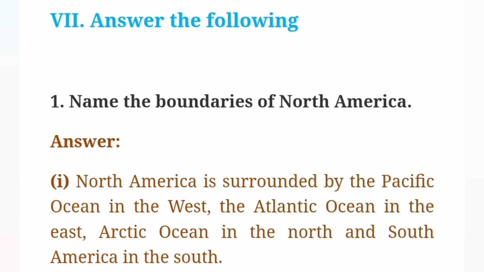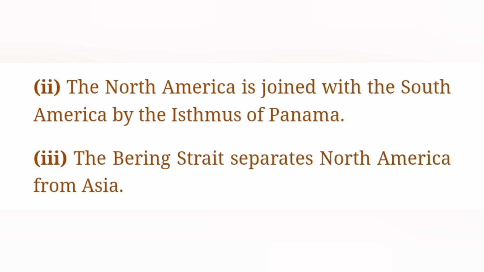Seventh, Roman letter, answer the following. First one, name the boundaries of North America. First point, North America is surrounded by the Pacific Ocean in the west and the Atlantic Ocean in the east, Arctic Ocean in the north and South America in the south. Second point, North America is joined with South America by the Isthmus of Panama. Third point, the Bering Strait separates North America from Asia.